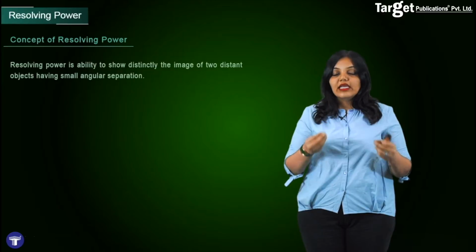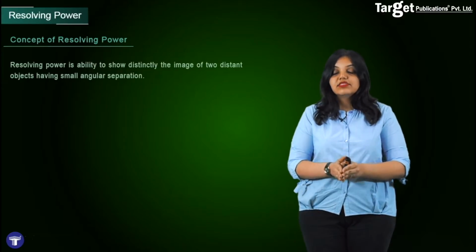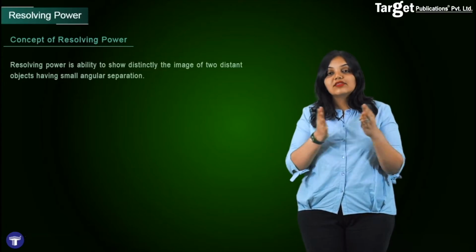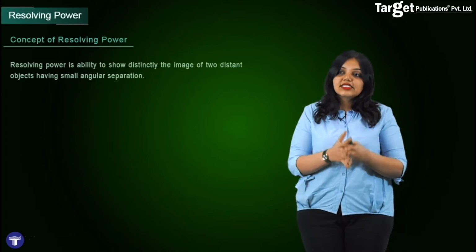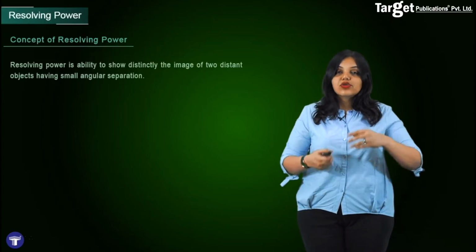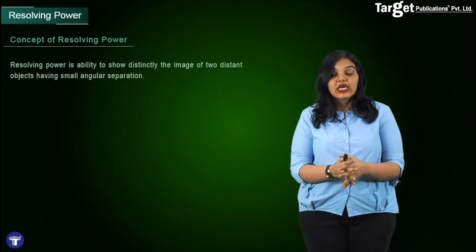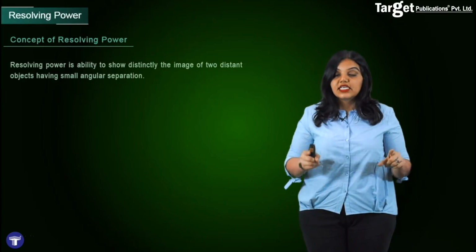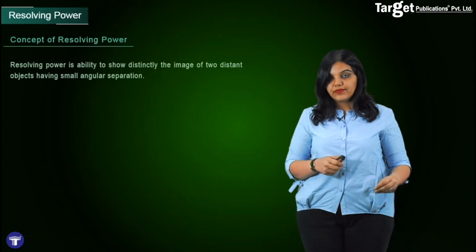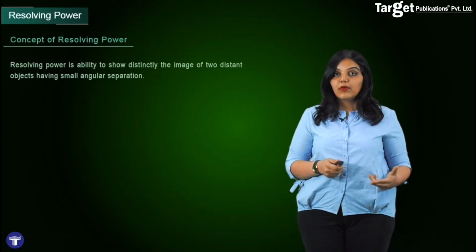Because when these objects have a small angular separation, sometimes the instrument does not see them as separate, it sees them as one single object, and at such point we say that these images are not resolved. So resolving power is the ability of an instrument to distinctly show the image of two distinct or separate objects having a small angular separation. Let's take an example to understand what is resolving power.